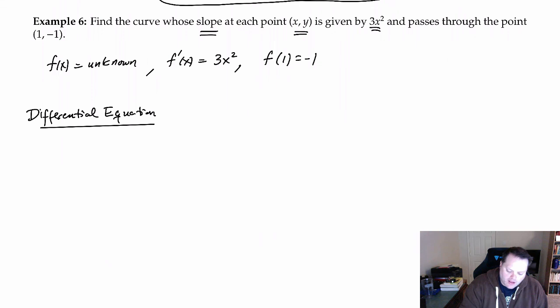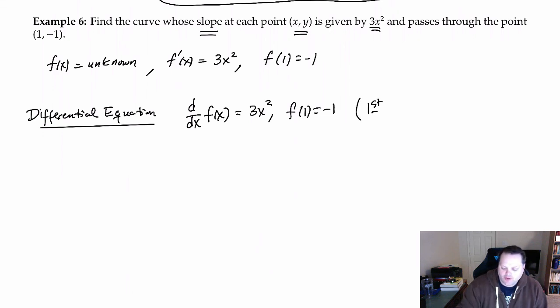So in other words, the derivative with respect to x of f of x equals 3x squared, and f at 1 equals negative 1. This is what we call a first order differential equation. And the reason it's first order is because you're taking a first derivative. So the derivative of some function f of x is equal to 3x squared, and we know that f of 1 is equal to negative 1. So it's a first order differential equation. You solve it by taking the antiderivative.